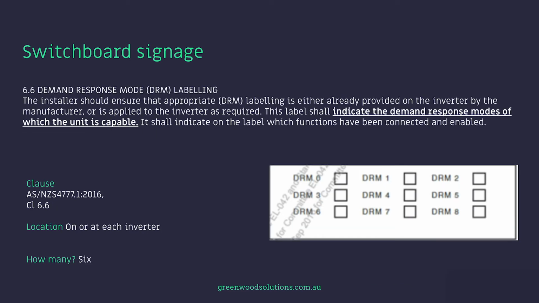Now, demand response mode, DRM labeling, really important. So again, 4777.1, clause 6.6, location on or at each inverter, and there is 6 inverters, so 6 of these. And also, the label shall indicate the demand response modes of which the unit is capable of. It shall indicate on the label which functions have been connected and enabled.